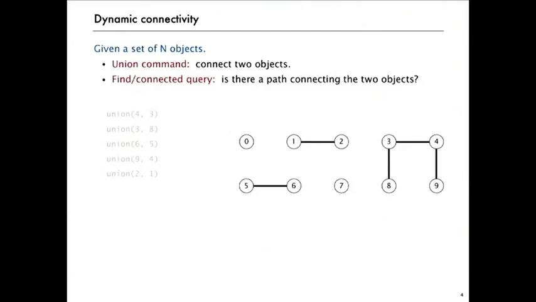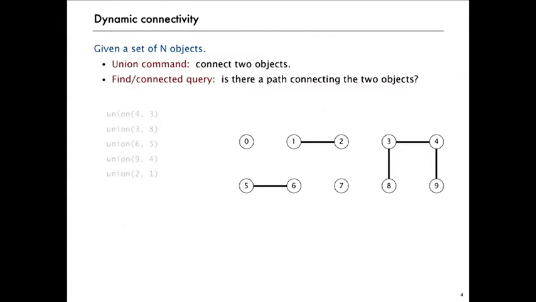So here's the idea. We're going to have a set of n objects. It doesn't really matter what they are. We're going to use the numbers 0 through n to model our objects. And then we have the idea of a connection between two objects. And we'll postulate that there's going to be a command that says connect two objects. Given two objects, provide a connection between them. And then the key part of the problem is the find query or the connected query, which just asks, is there a path connecting the two objects?